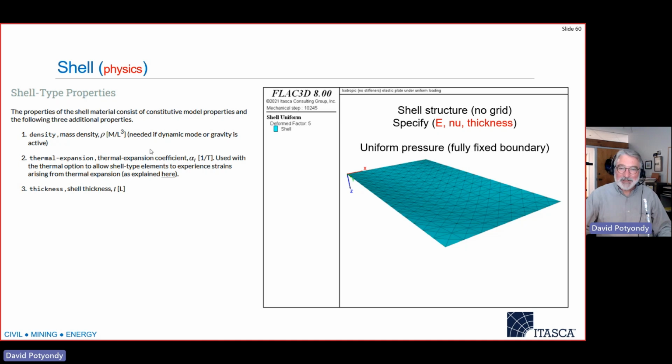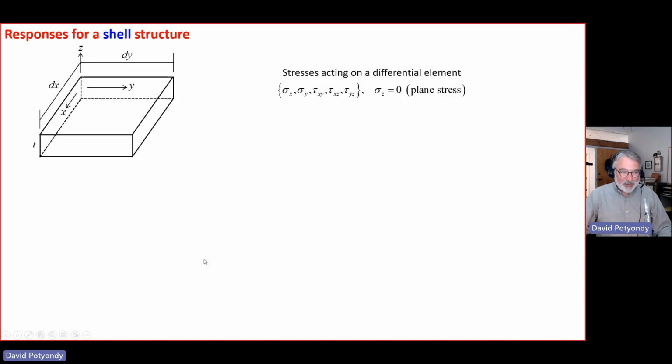So here's an example of a structural shell, fully fixed along the four sides with a uniform pressure. You can see the cool deformed shape that you get. Now let's talk a little bit about the types of responses that you get in a shell structure. Okay, so here's our little hunk of surface. Here's a shell, it has thickness T, and here's a local XYZ axis. Z is normal to this.